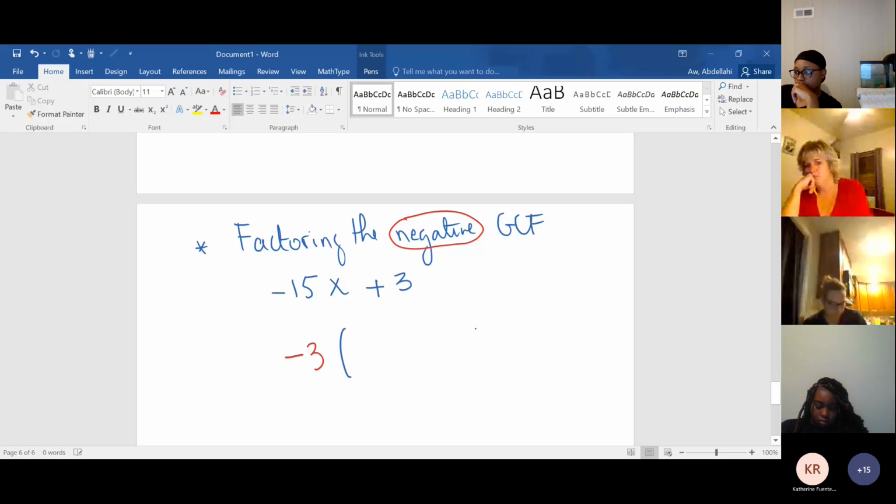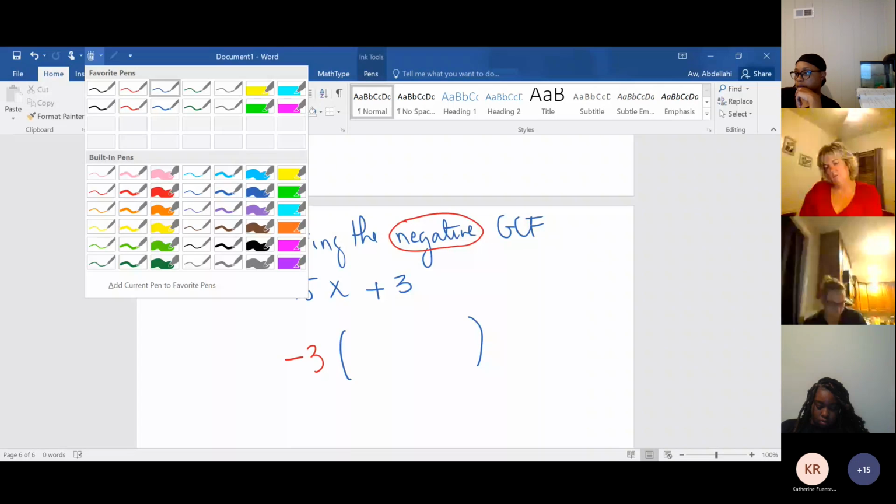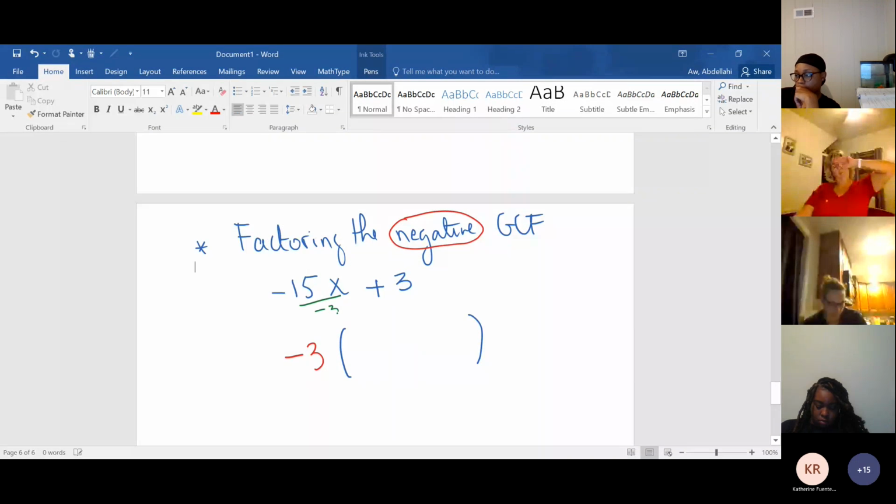Now, what is the rule? Every time you factor out a negative GCF, you're going to change all the signs, because we're dividing by -3. Look what happens. -15x divided by -3, the minuses turn into a positive, so it's positive 5x. And 3 divided by -3 is -1.